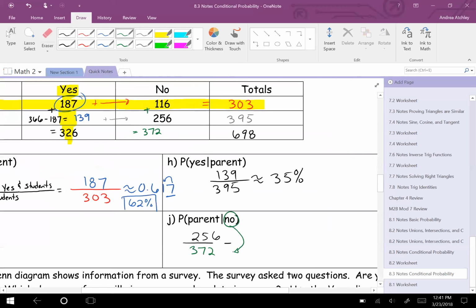And then of those people, the parents were 256. So you do 256 divided by 372. And that gives me 69%. Any questions over that?